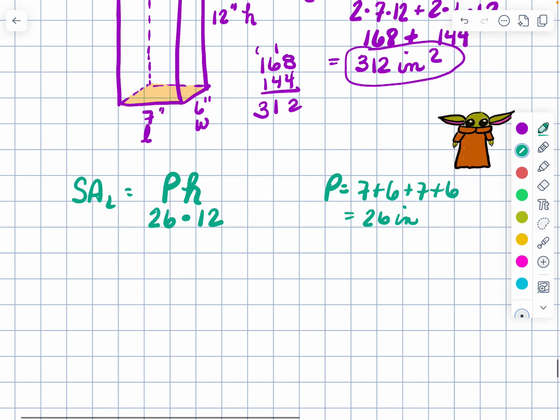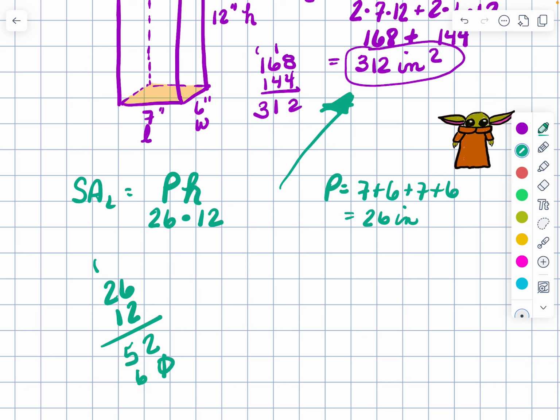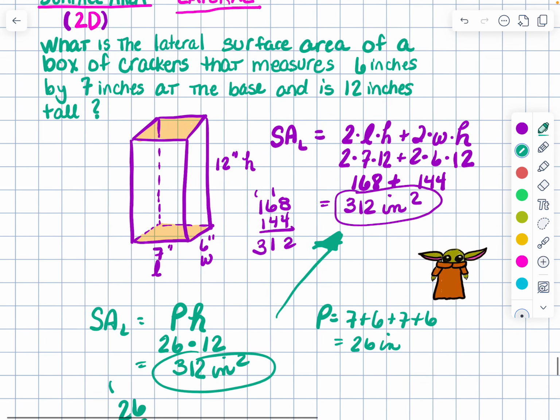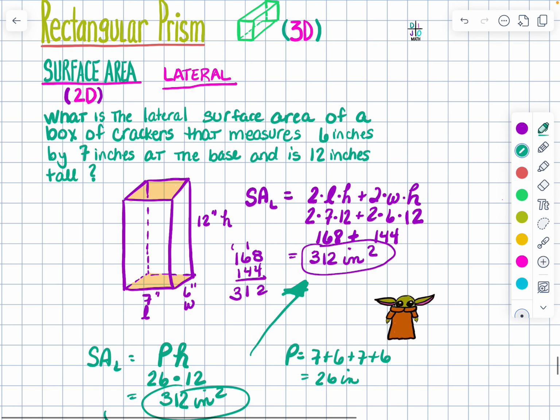So now, if I multiply 26 times 12, I should get this 312 up here, right? 2 times 6 is 12, 2 times 2 is 4, and 1 is 5. 1 times 6, 1 times 2, that's 2, 11, and 3, 312. So I get 312 inches squared. Okay, so both of these are valid. You can also do it by observation, which is very close to this.